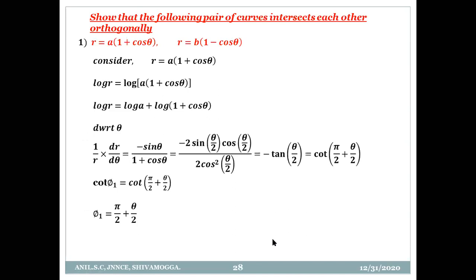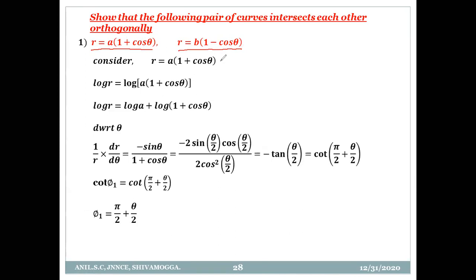Next. Show that the following pair of curves intersect each other orthogonally. Same kind of problem. You find phi 1, phi 2 and take the difference, and difference must be pi by 2. Same kind of problems. First one, R is equal to A into 1 plus cos theta and R is equal to B into 1 minus cos theta. It's a very simple problem.